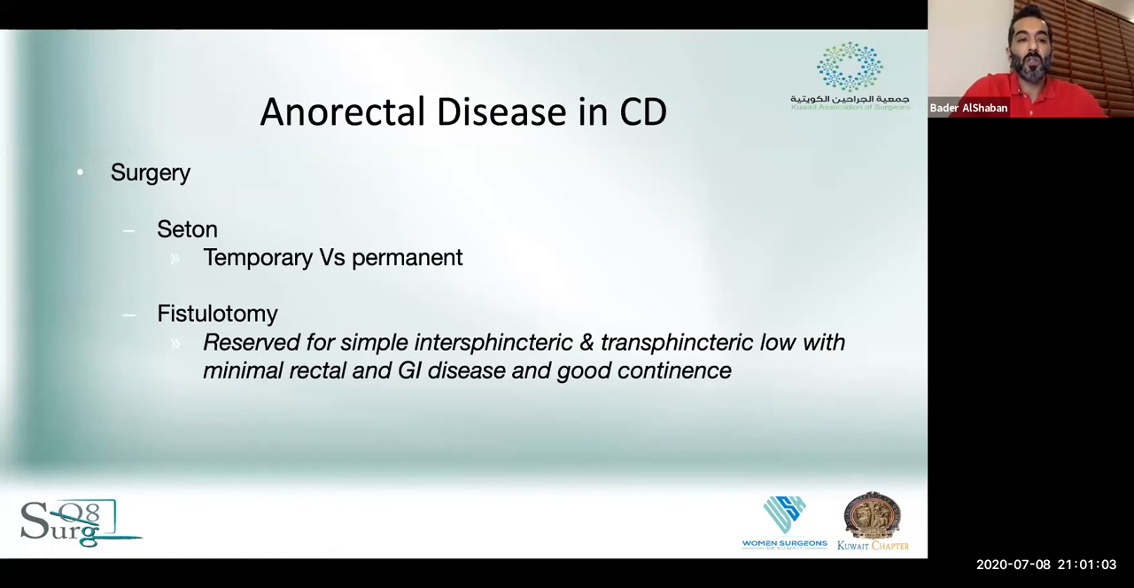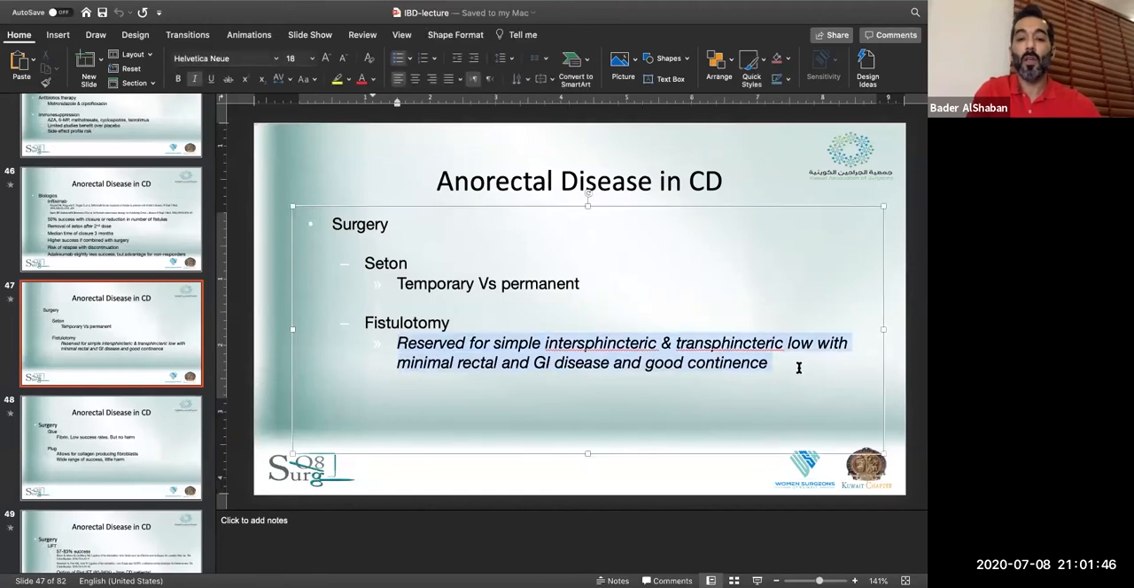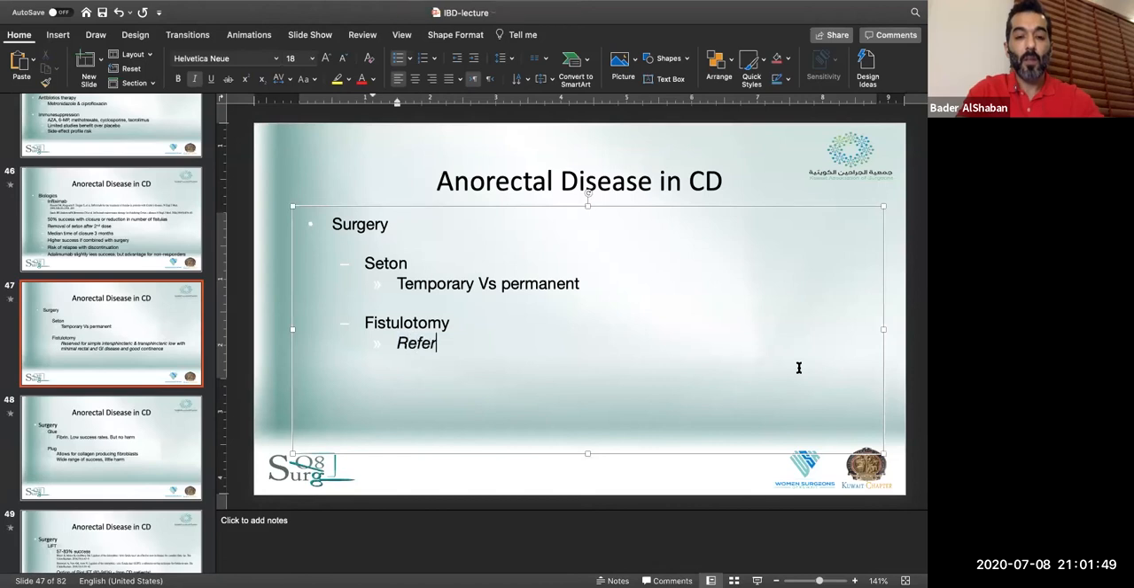Surgery, the primary treatment modality should be setons. These tend to be temporary, especially if the patient shows good success or response to your therapy. Sometimes these setons may end up being permanent, and I do not think that having permanent setons in your patient is a wrong thing to do, nor does it represent failure of surgical therapy, because the alternative may be a lot worse. And fistulotomy, in my opinion, should be reserved for the very, very simple intersphincteric and transsphincteric low fistulas with very minimal rectal disease and GI disease and good continence. As a matter of fact, this is such a selective group of patients that I think I'm going to pull an Ahmed and say, refer to a colorectal surgeon.